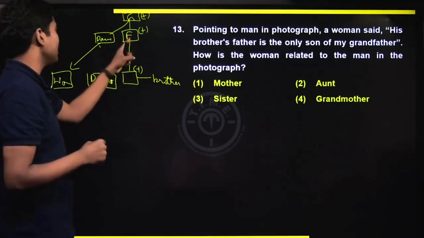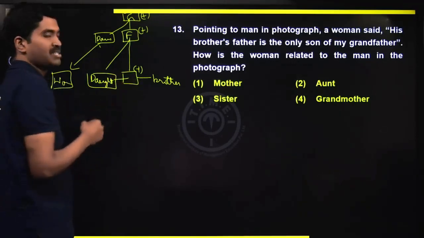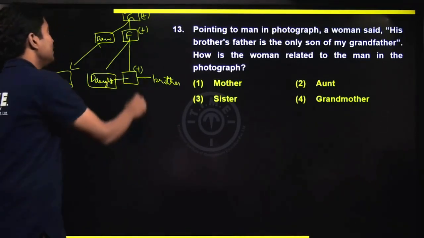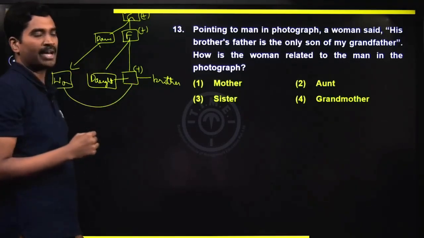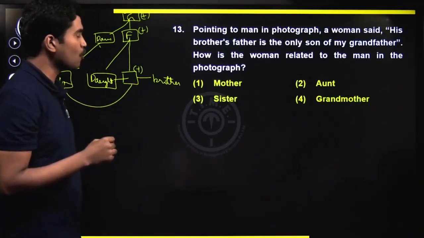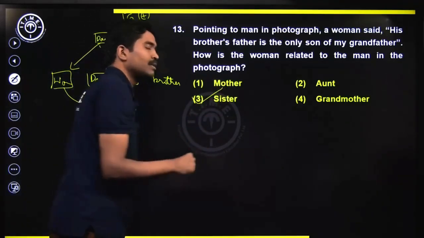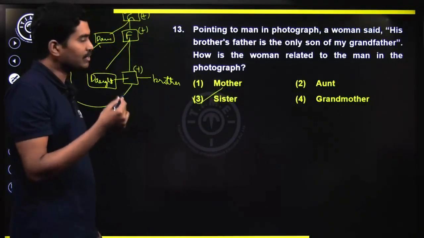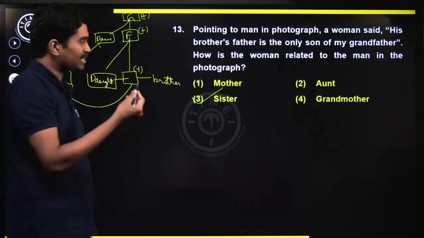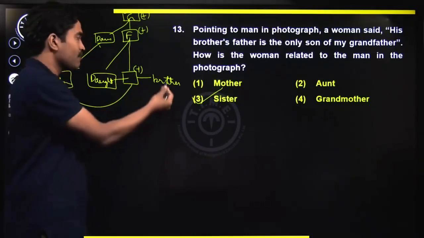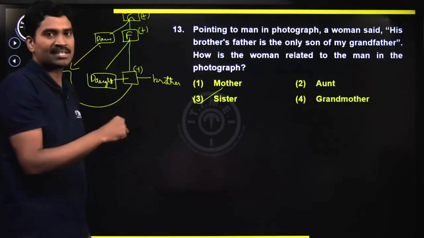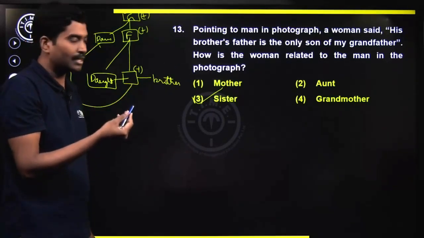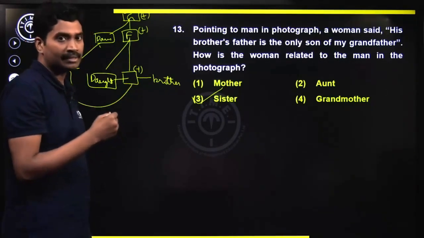If she is the grandfather's son's daughter, she'll be a sister to this man in the photograph, right? If she is the daughter's daughter, she'll be a cousin to the man in the photograph. Do we have a cousin? No, we don't, but we only have a sister. So this question is technically flawed. It has two possible answers, but in the best spirit of the exam, we'll go with sister because that's the closest option. If we had a sister or cousin, ideally we should have gone with that, right? So that's option 3 in the exam.